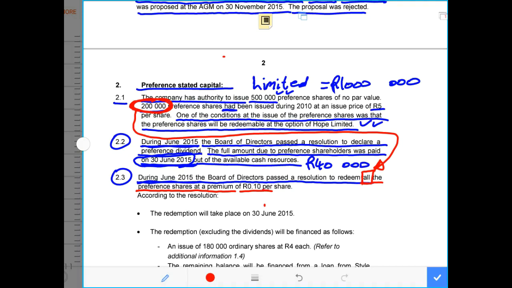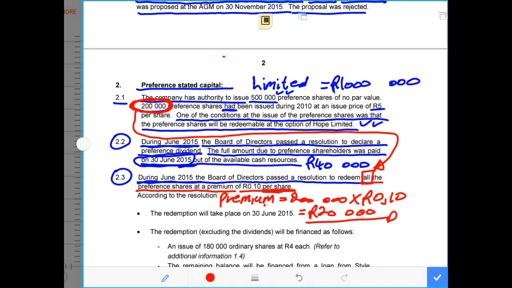Take note, they say per share, meaning we have to calculate the so-called premium, and the premium is per share. Whenever your premium is in rands, you calculate it from the number of shares. However, if the premium is a percentage, you calculate it from the capital that is being redeemed. In this case, we have 200,000 shares. We multiply this by 10 cents, and that will give us 20,000 rands.